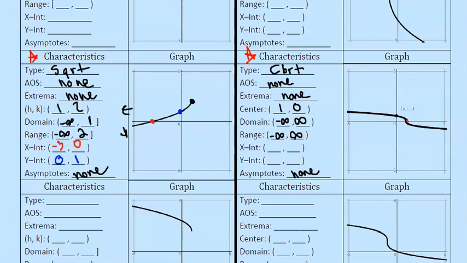Our x-intercept is right here. It's the center in this case, which is 1, 0. And then the y-intercept is labeled for you since it has a decimal, 0, 0.5. Okay, try the rest of these on your own.